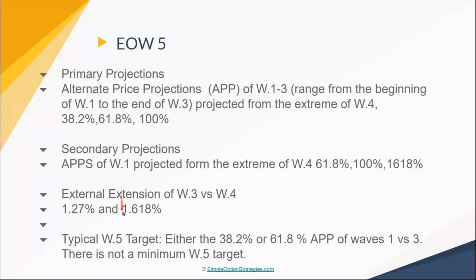And the typical wave 5 target is either 38%, well, I've got it above. I guess it's a little bit redundant. And there is not a minimum wave 5, and there is not a minimum wave 3. Now, remember, wave 3 cannot be the shortest wave. It can be the same length as another impulsive wave, but not the shortest wave.